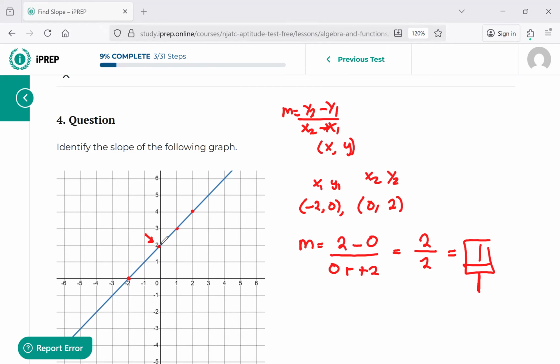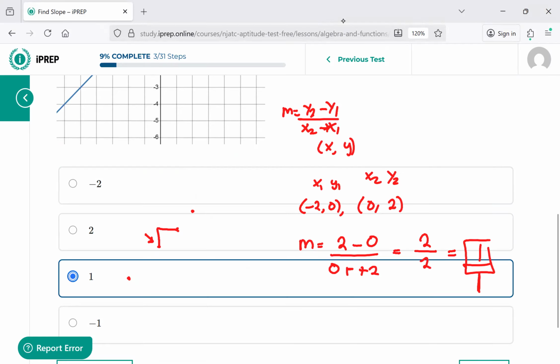You could also think of it as 1 over 1. Because if you start at this point, how much do you rise? 1, and then run 1. Good.